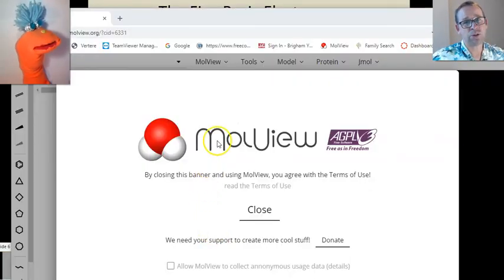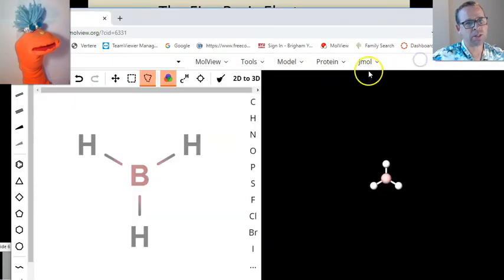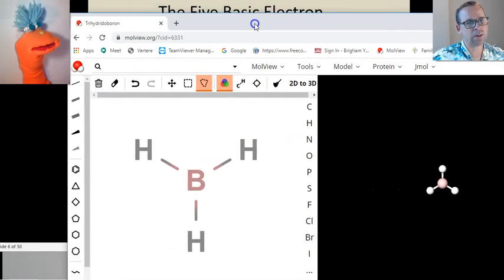Okay, so I'm going to introduce you to a little website here. It's called MolView, and it's just a little free website, and essentially what it's doing for us is allowing us to visualize the compounds.